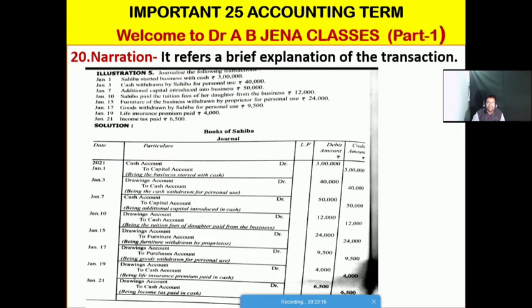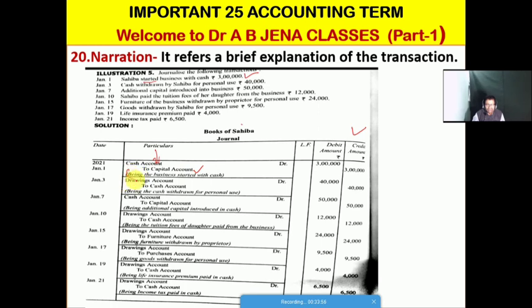Next is narration. Narration in a journal entry refers to the brief explanation of the journal entry. Let's take an example: Sahiba started the business with cash of rupees 3 lakhs. Cash comes into the business, so the cash account is debited, to the capital account.